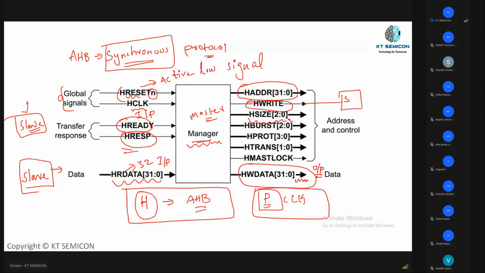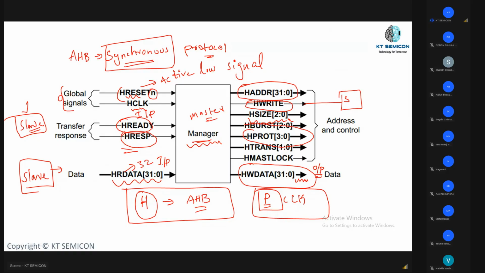Next is HTRANS, and the HPROT signal we are not going to focus on. This is an optional signal and we are not going to discuss it in our workshop. After completing the entire discussion and code development of this protocol, if you want to explore more, you can open the specification document, which is already available on Google. It is an open source document. You can study the HPROT behavior if you want to go a little more advanced.